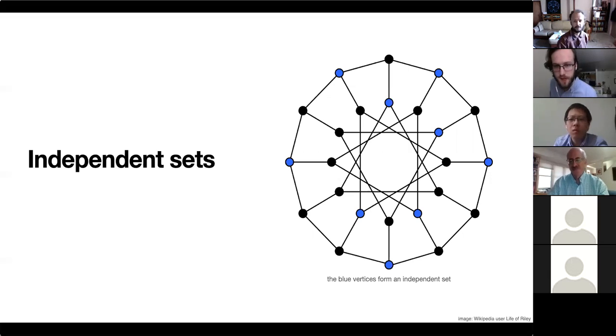So this picture on the right is a graph, and the blue vertices form an independent set. What that means is that no two blue vertices are adjacent to each other. And it looks like a sparse set, but in this case, it's actually maximal in that you can't color any more vertices blue without having two adjacent blue vertices.